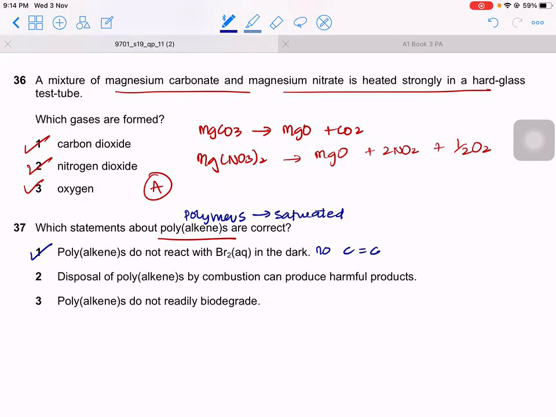Disposal of polyalkenes by combustion produces harmful products. Yes, they can give harmful products. Polyalkenes do not readily biodegrade. That is also true. The answer is therefore A.